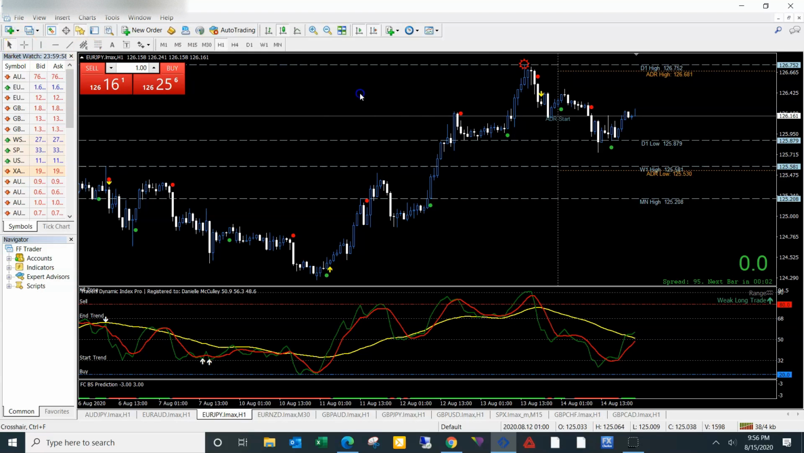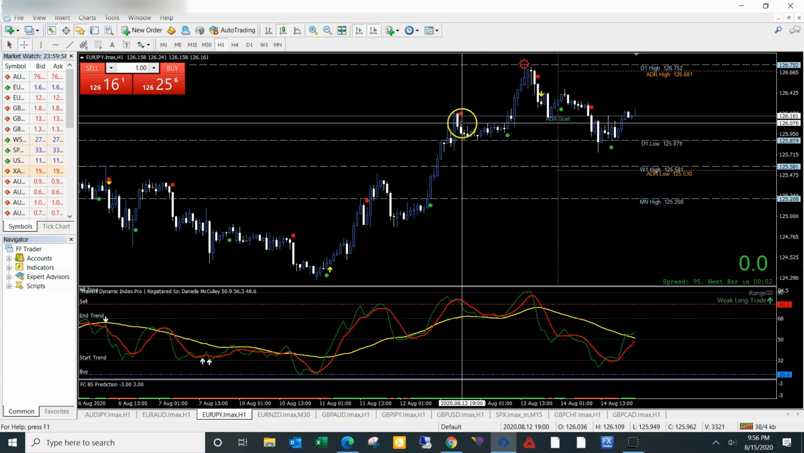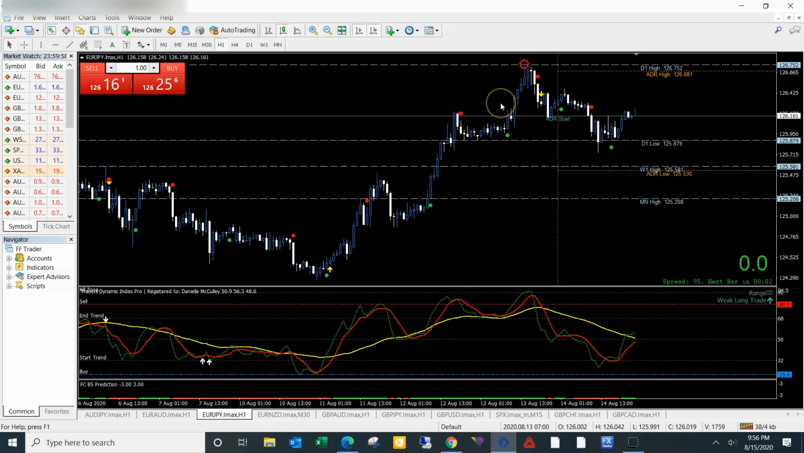But technically, if this was here, I wouldn't probably try to trade it, but you could have probably scalped it for 10 or 20 pips or whatever. But that's not really what you're looking for. So you want price to be at some type of support or resistance.